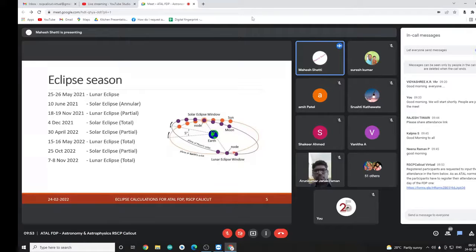Now we need to consider how close it should be so that an eclipse will take place, because we are only saying that the sun should be near the node, but how near the node? It should be close to the node, but how close is close? We need to bother about the magnitude, we need to bother about the angular measurements. So let us come to that.